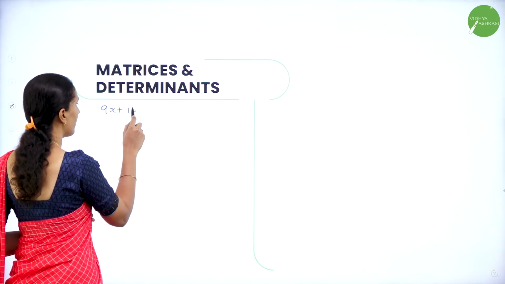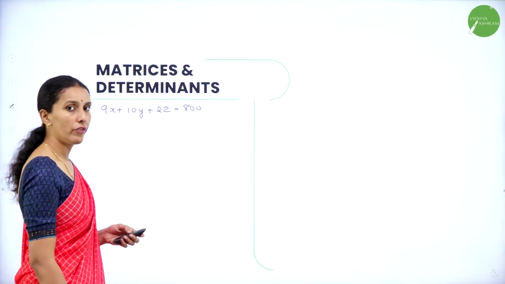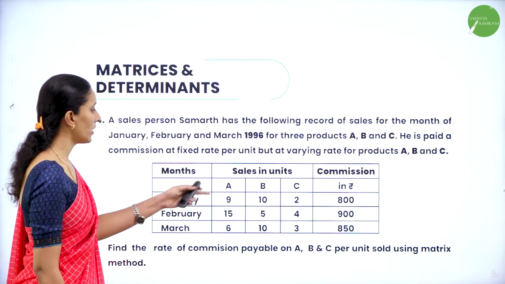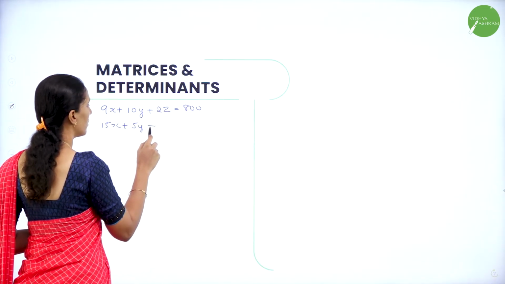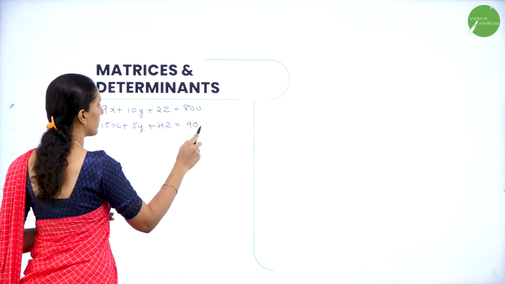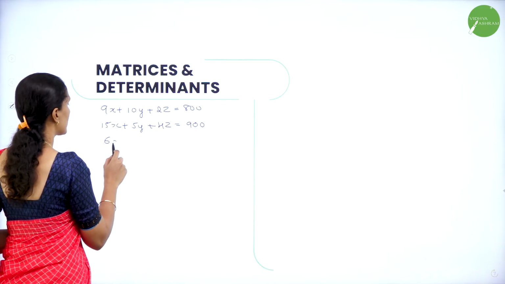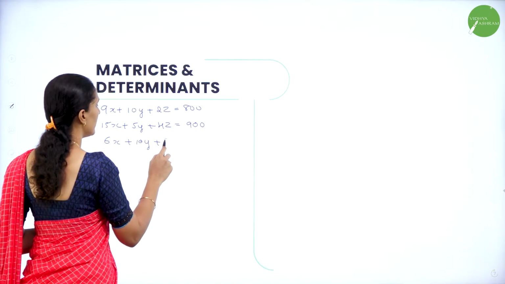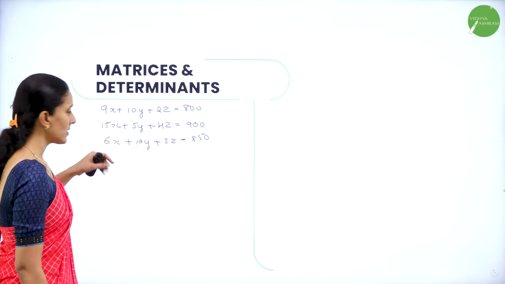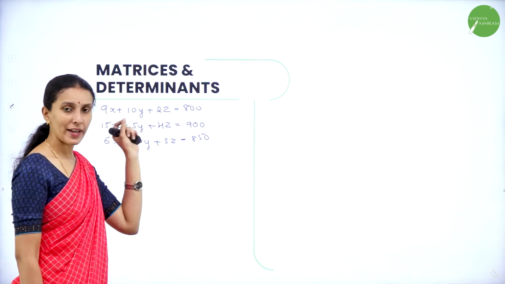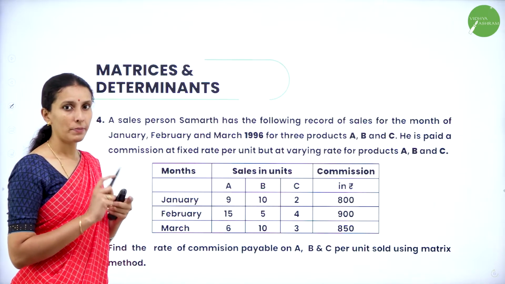9x plus 10y plus 2z is equal to 800. So this is for the month of January. Next for February it is 15, 5, 4, 900. So it is 15x, 5y, 4z is equal to 900. Next we have 6, 10, 3, 850. So this is what I will get. Now let's solve this so that we will find out x, y, z. x, y, z represent the commission payable per unit for product A, product B and product C.